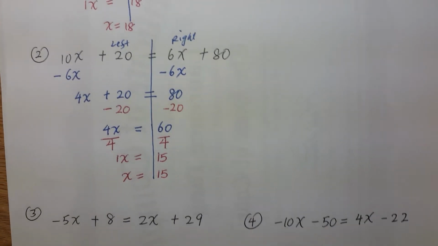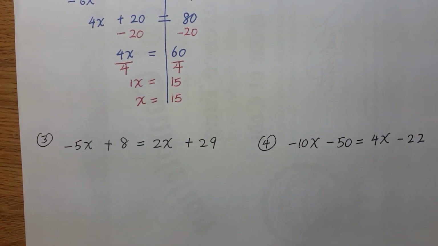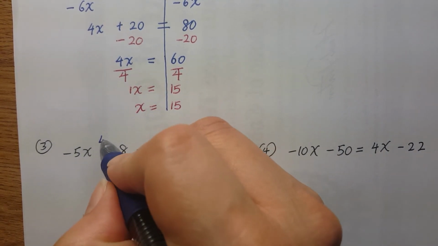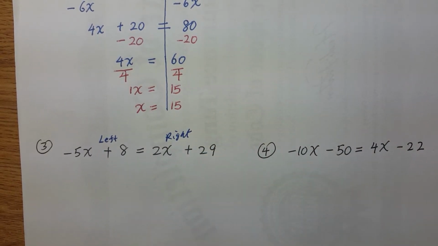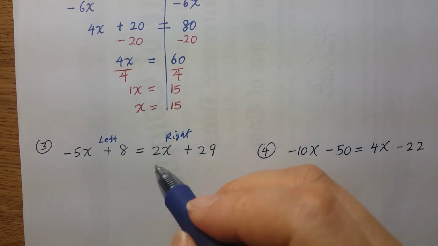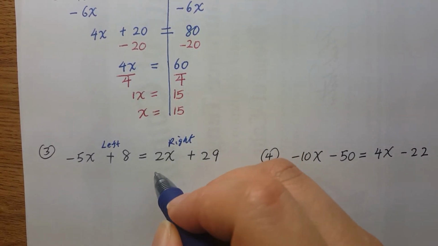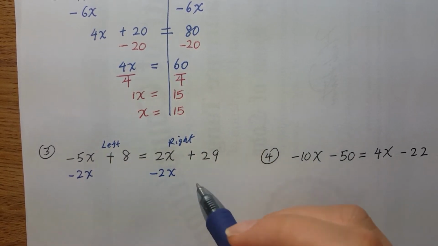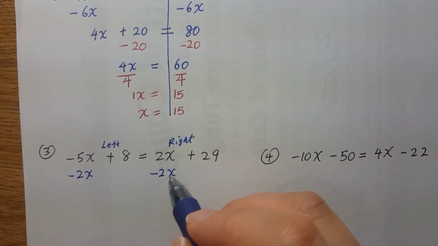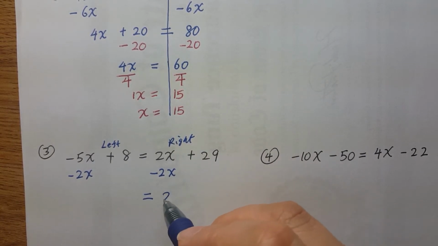Now let's take a look at question number 3. Negative 5x plus 8 equals 2x plus 29. This is the left and this is the right. We always begin with the right. 2x. Now we have to use the inverse, so we do minus 2x and minus 2x. 2x minus 2x equals 0. So it disappears, and we have positive 29 left over.